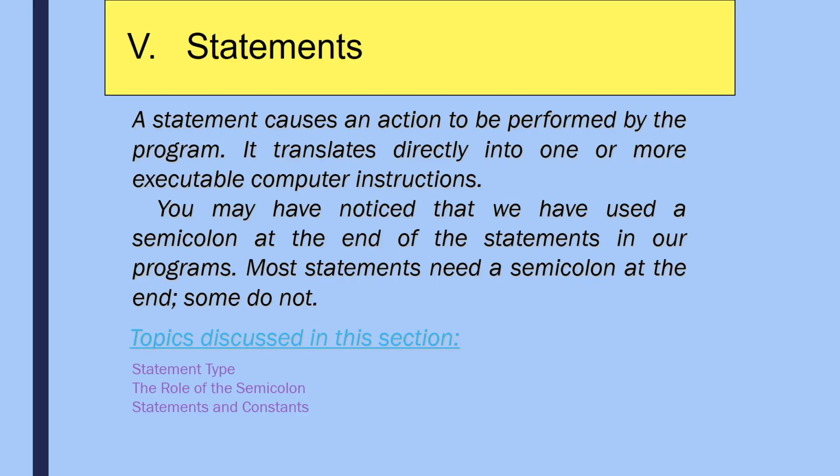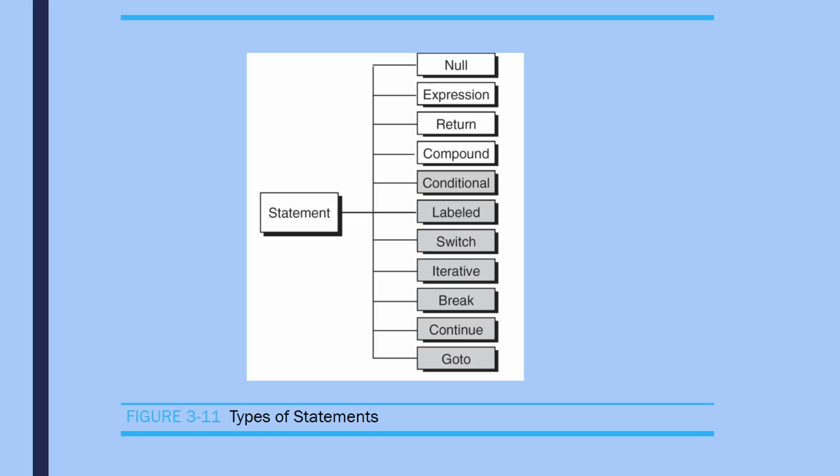So in this topic, we have the following subtopics: statement type, the role of semicolon, statements, and the constants. Now, these are the types of statements. We have the null, the expression, return statement, compound statement, conditional, labeled, switch, iterative, break, continue, and go to. Some of these statements will be tackled in this video, and some will be tackled in the next videos.